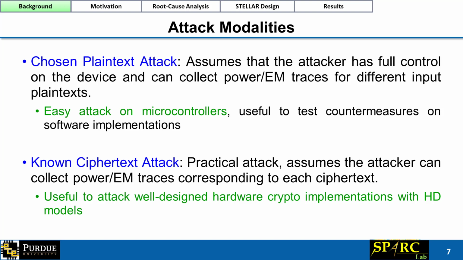The chosen plaintext attack is commonly used on the microcontrollers, while the known ciphertext attack is a more powerful and practical attack useful for efficient hardware implementations. In this work, we present the results with known ciphertext based attacks on AES-256 implemented in an ASIC.